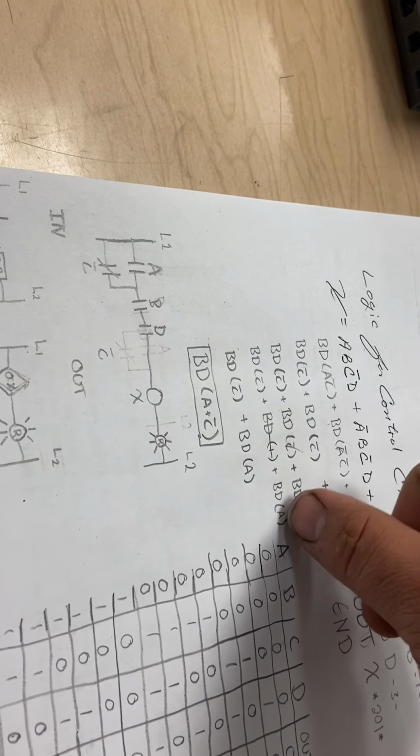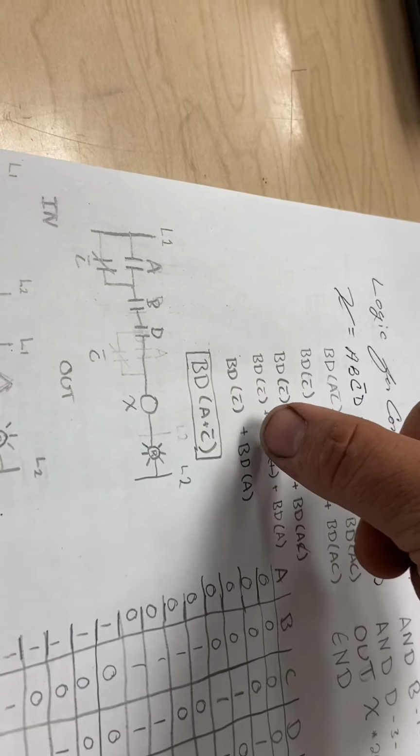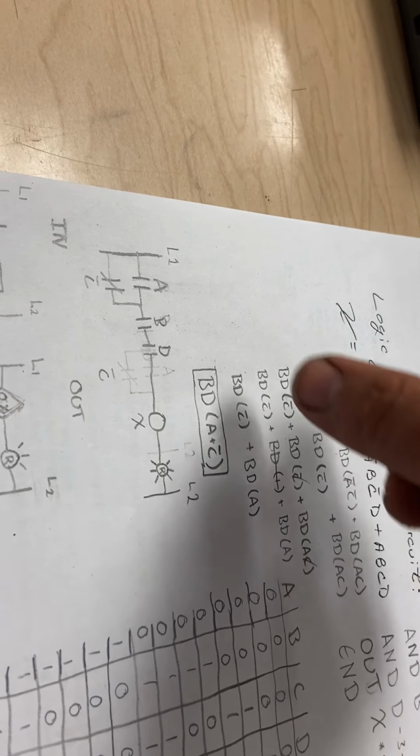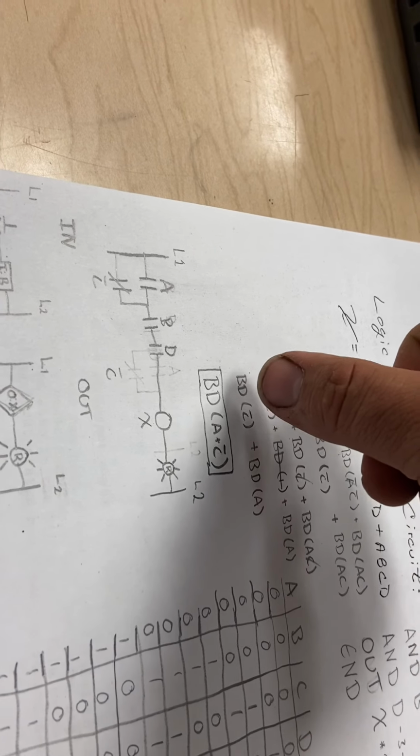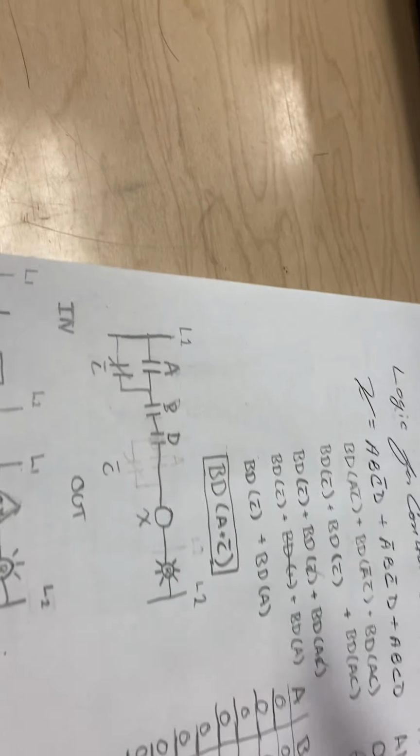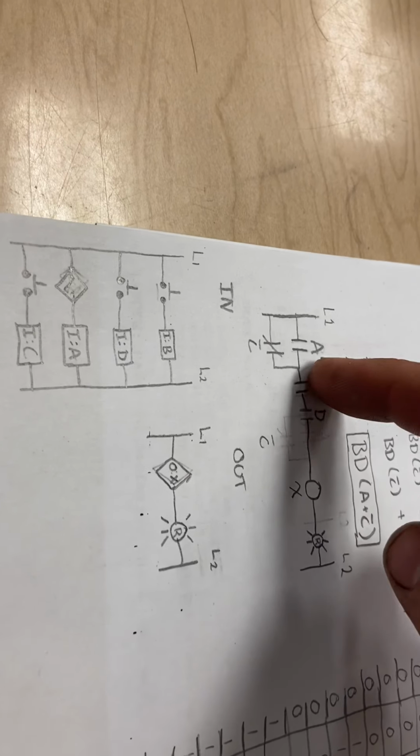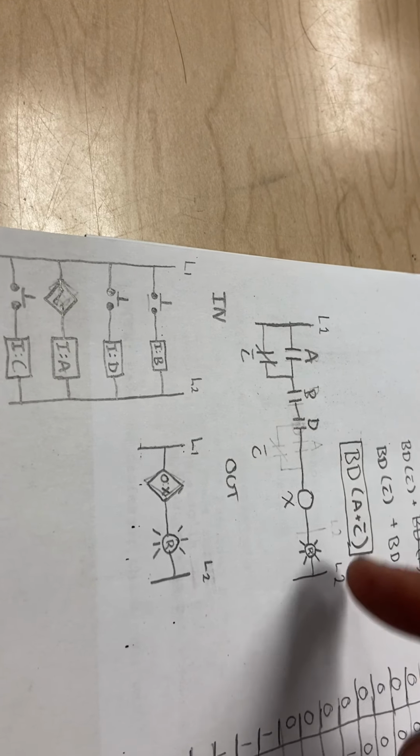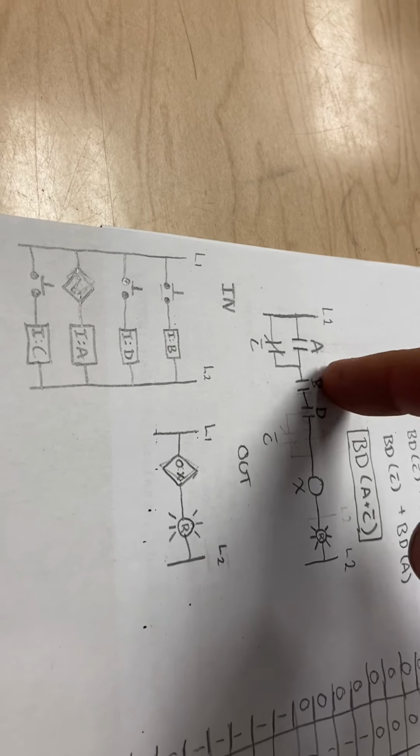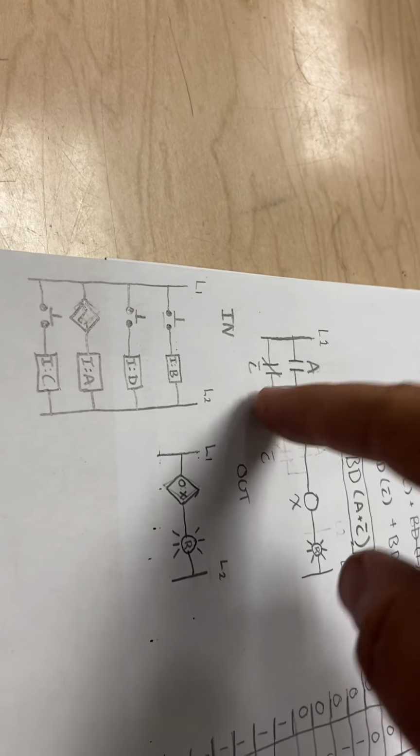BD A on, reduce that down. BD not C plus BD A. Our final reduction is BD times A plus not C. This is the ladder function for this. A, B, D turns on the function. If you use B and D, it will also turn on the function. A is an override for C.